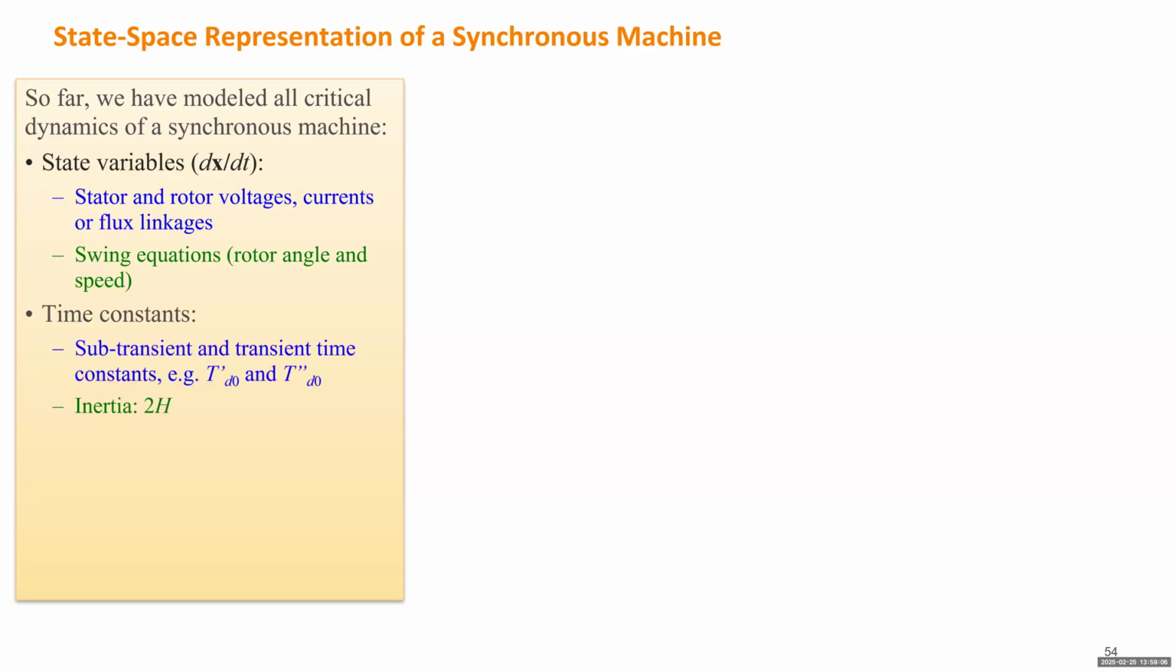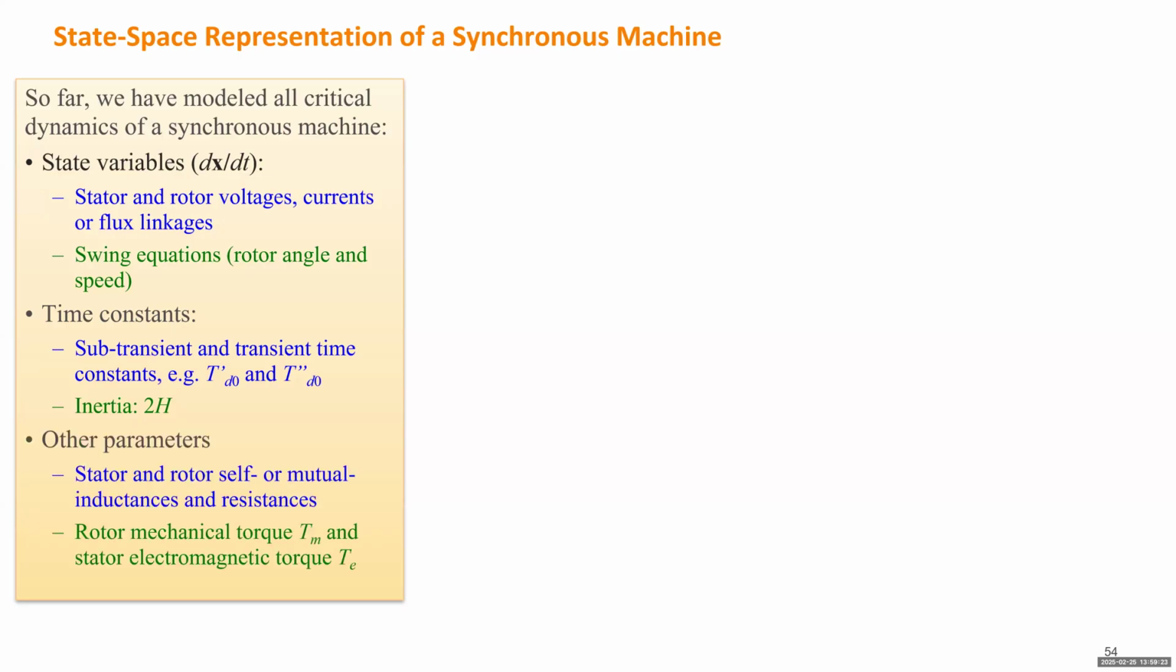And how many time constants do we have? We have T' and T'' in the d-q axes, considering short circuit or open circuit disturbances. We also have the inertia constant, not a time constant, but 2H somehow also represents a time constant. And there are also other parameters, like a lot of inductance parameters or resistance parameters. And in the swing equation, we also have mechanical torque and electric torque, okay?